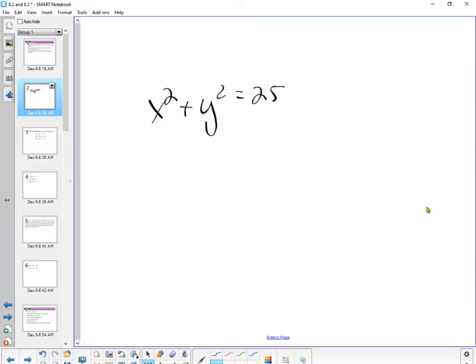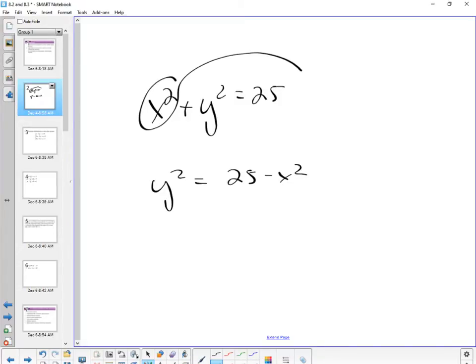One of them works, one of them does not work. So the easiest way to do this is going to be with a calculator, right? But it's harder to graph this thing on a calculator. It's really not. I'm going to show you, because it has to be in the form of y equals. You're going to have to take x over, and you get y squared is equal to 25 minus x squared.